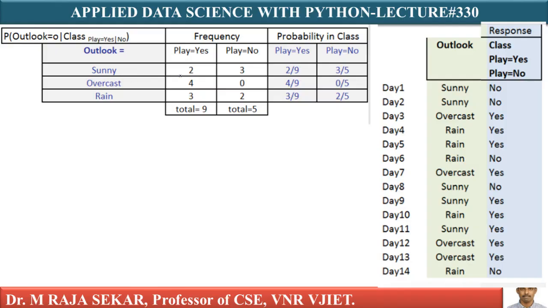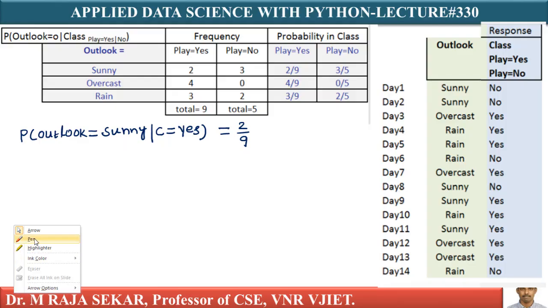What does it mean? It is simple and straightforward. Probability of Outlook equal to sunny, given class label equal to yes. What is my given class label? Probability in class, class label play equal to yes. That is 2 by 9. How will I get this one?